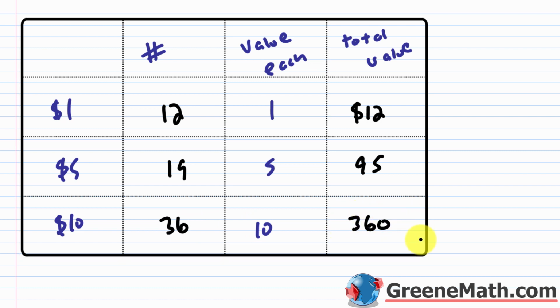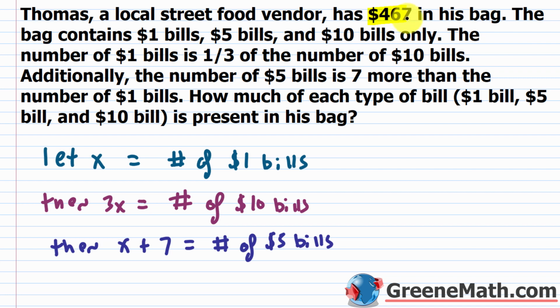So 360. And again, I need the dollar signs in each case because these are going to be dollars in terms of the units. So if I did $360 plus $95, I would get $455. And if I added $12 to that, I would get $467, which is exactly what we're told is in his bag in the problem. Okay, so that part checks out.